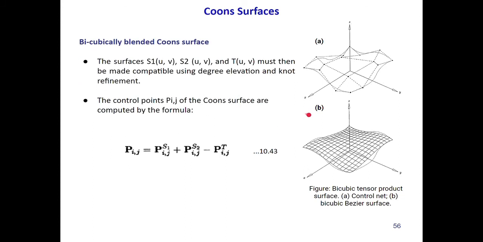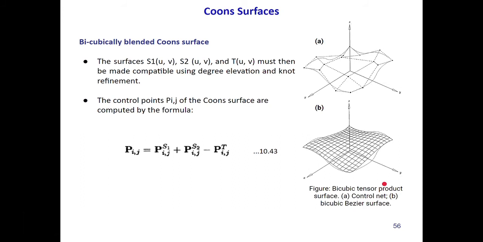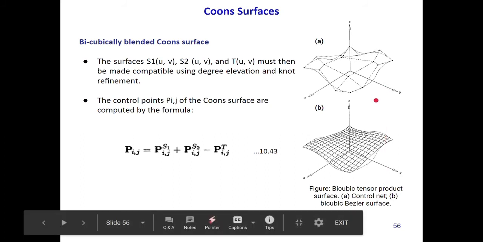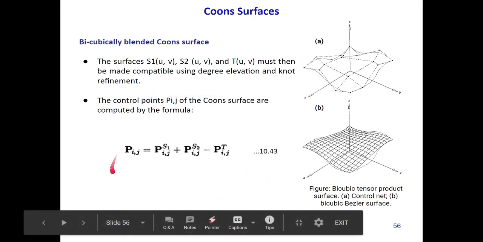Now, this is our slide. These diagrams here just represent the bicubic tensor product surface and its control points. And here I have mentioned that these three surfaces, S1, S2, and T, must be made compatible using degree elevation and knot refinement techniques. And this is the equation to calculate our Coons surface's control points.